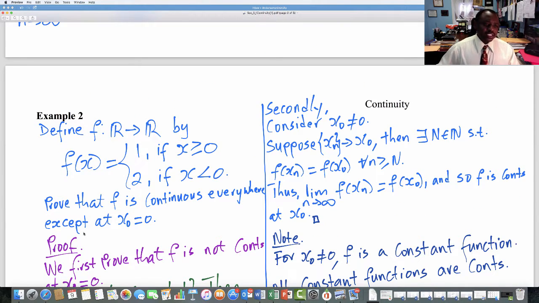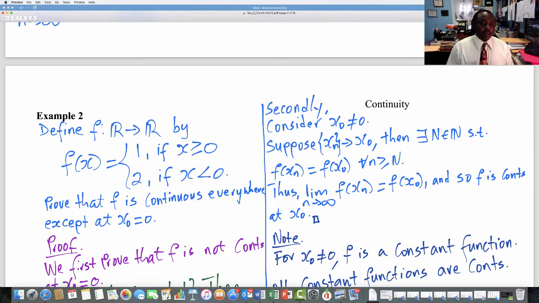Example 2. Define the function f from the set of real numbers to the set of real numbers by f of x equals 1 if x is greater than or equal to 0, and f of x equals 2 if x is less than 0. So if x is greater than or equal to 0, we have a constant function, f of x equals 1. And if it is less than 0, then it is a constant function, f of x equals 2. But we have a problem with the point x equals 0. Prove that f is continuous everywhere except at the point x naught equals 0.